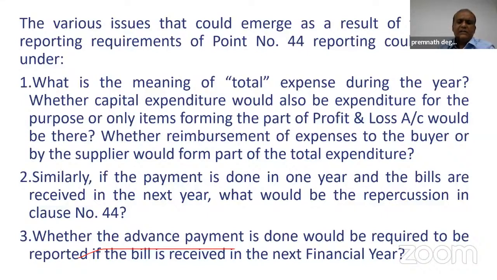Then similarly, if the payment is done in one year and the bills are received in the next year, what would be the repercussions in clause 44? Yes, if the expenditure is in the current year, you have to account for it. If it is accounted and you have a bill, you can classify it. Whether advance payment would be required to be reported: advance payments are not in scope because they say expenditure.